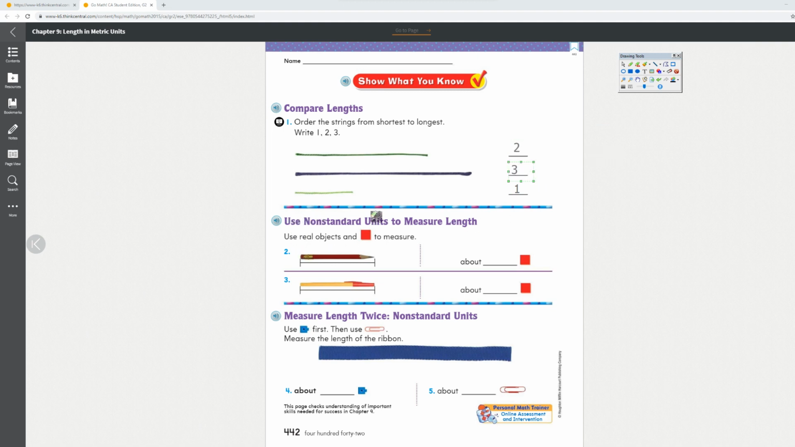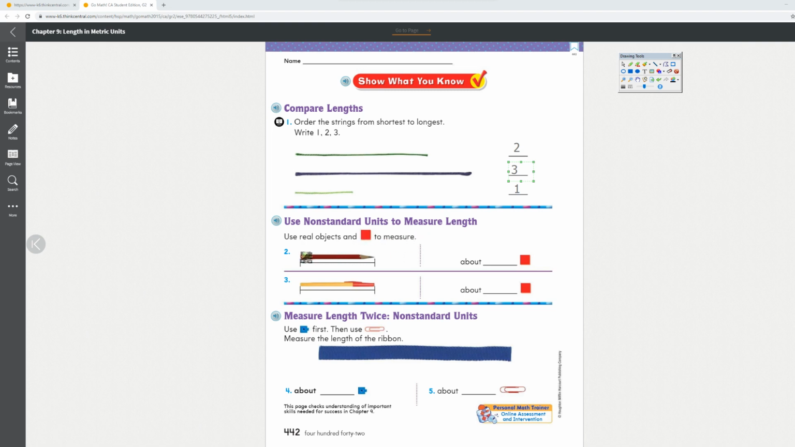Use non-standard units to measure length. Use real objects and the red square to measure. So this red square is the cube. So if you guys remember from class, we used some cubes to measure, and these cubes are 1 inch in length. So use real objects and cubes or 1 inches to measure.